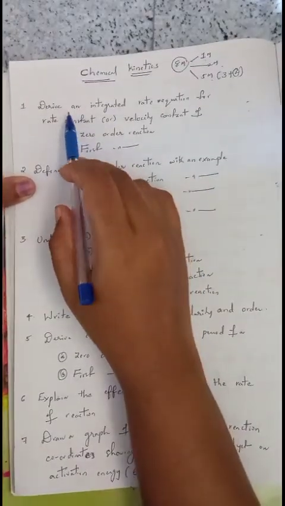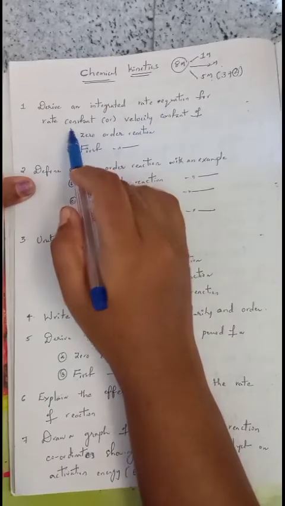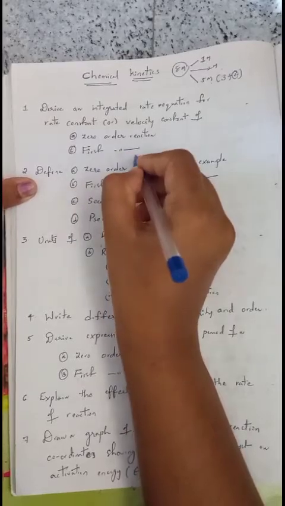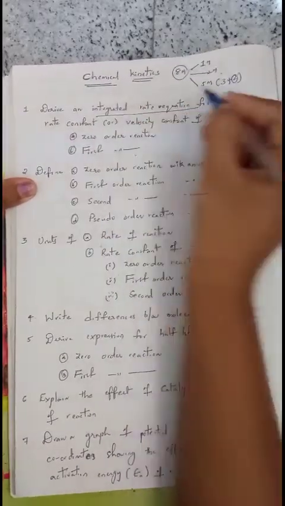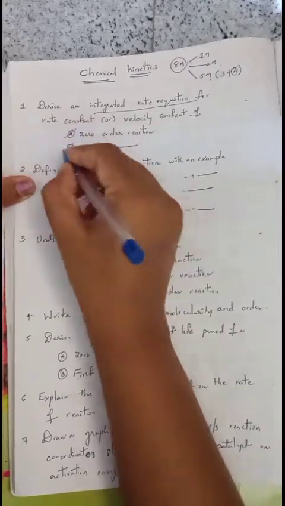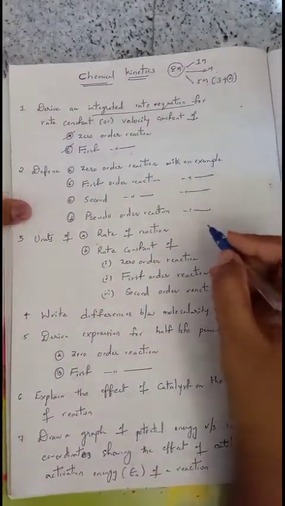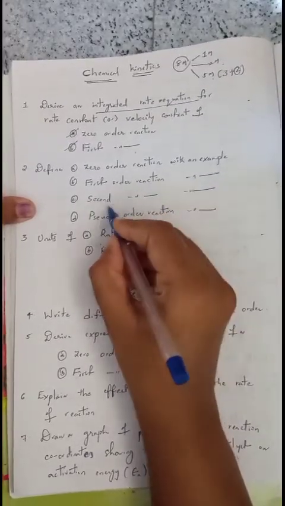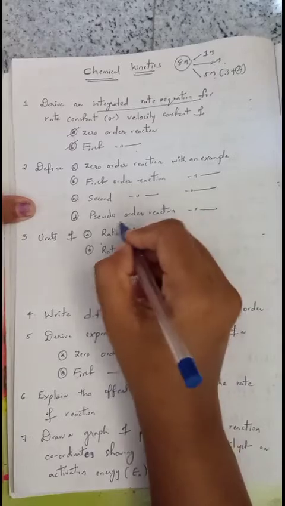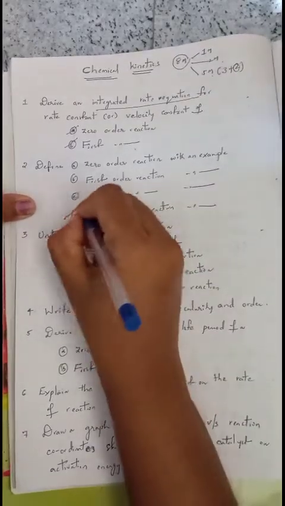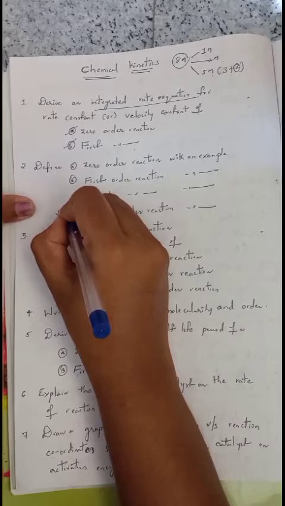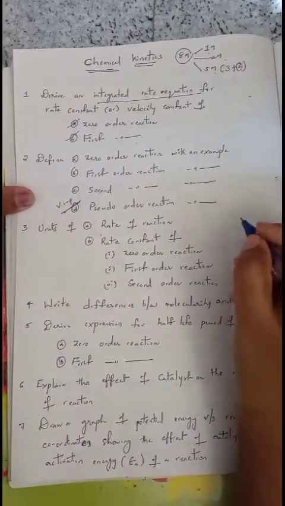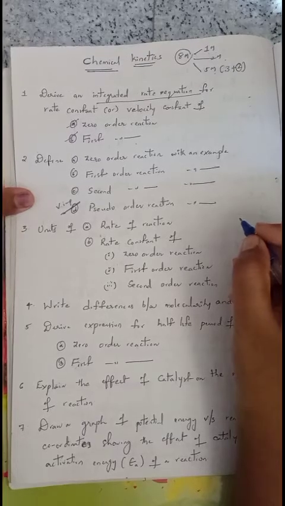So the first most important question is: derive an integrated rate equation for rate constant or velocity constant for zero order reaction and first order reaction. The integrated rate equation is important for zero order and first order reactions. Next, define zero order reaction with an example, first order reaction with an example, second order reaction with an example, pseudo order reaction with an example. Among all, this is most important: explain pseudo order reaction with an example. Several times this question has been asked in previous year exams.